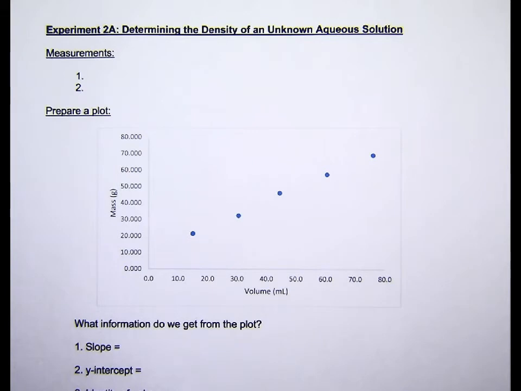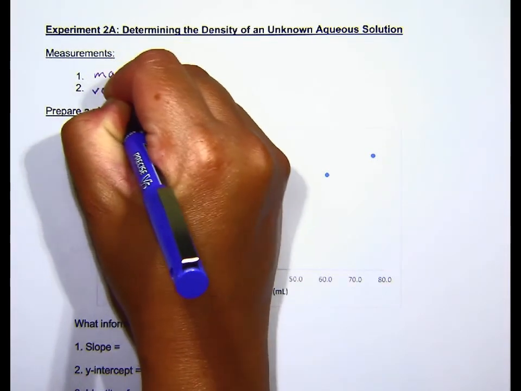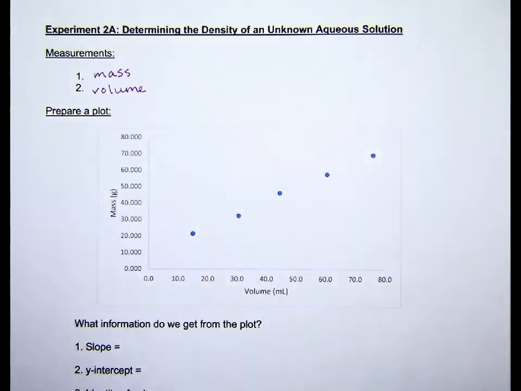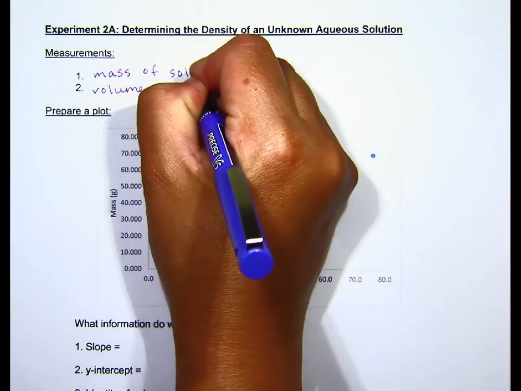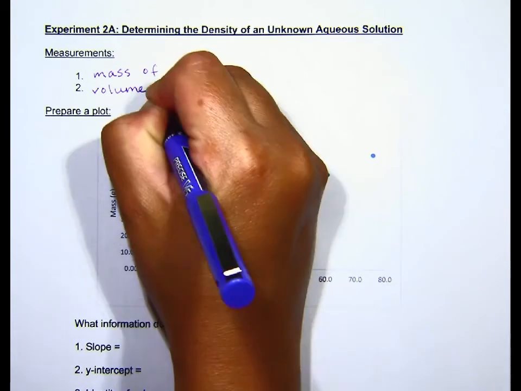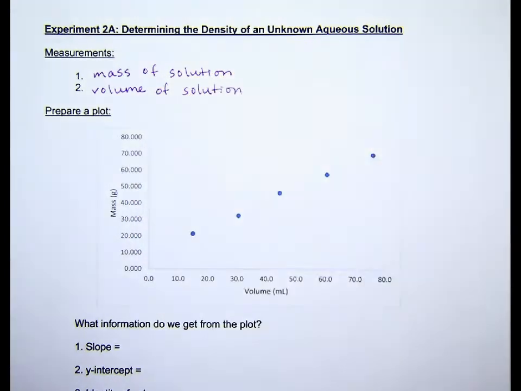So we're going to be taking two measurements in this experiment, just like we did in experiment 1. So the measurements that we're taking are mass and volume. So this should be familiar. But now, rather than an object, we're going to be measuring a solution. We're going to actually be measuring two different solutions and comparing them graphically.